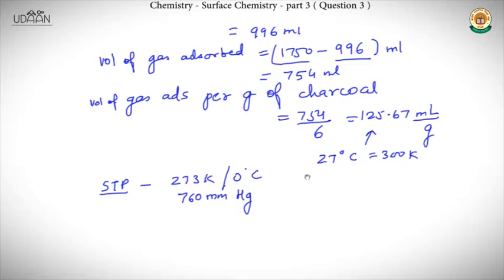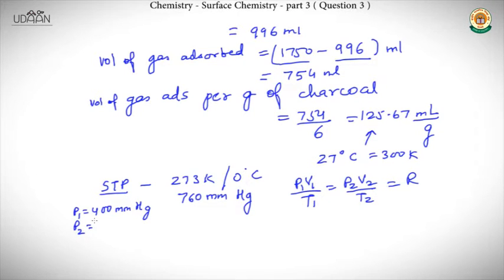For this I can simply use the formula P1 V1 by T1 is equal to P2 V2 by T2, which is equal to R, the universal gas constant. I know that the initial pressure is 400 mm of Hg. The pressure at which I want to know the volume of gas absorbed is 760 mm, since it is at STP. T1 is 300 Kelvin and the required temperature is 273 Kelvin. And I just calculated V1.